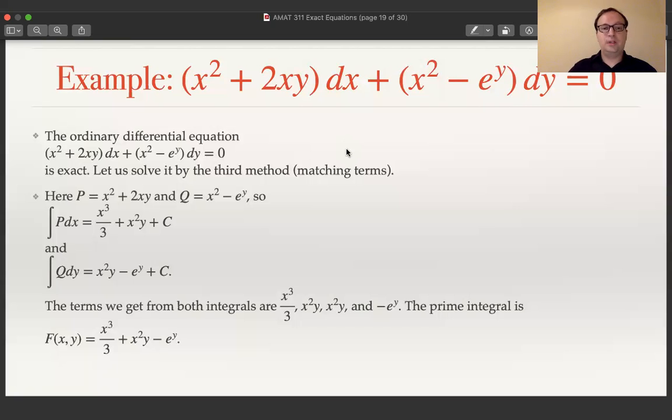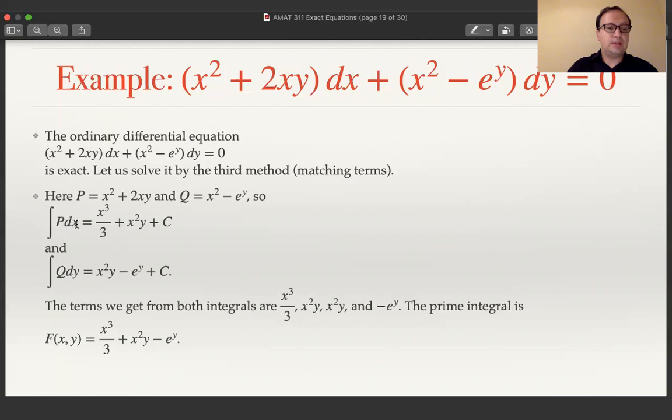Now let's solve the same equation again by this third method for comparison. So the equation is the same one. We know it is exact. The equation is x squared plus 2xy times dx plus x squared minus e to the y times dy is equal to 0. So now we compute both integral of p dx and integral of q dy, where p is the coefficient of dx, so p is x squared plus 2xy, and q is the coefficient of dy, so it's x squared minus e to the y.